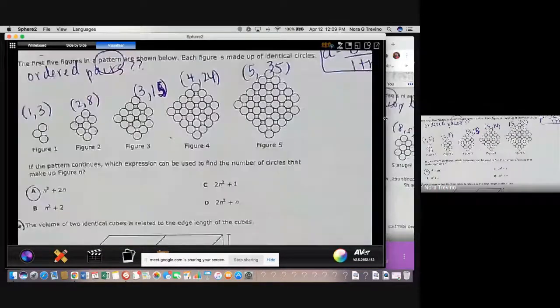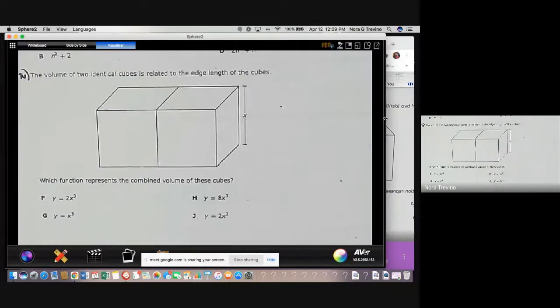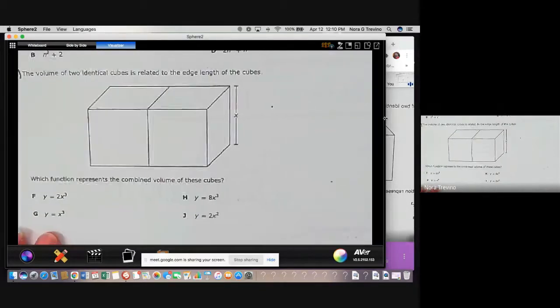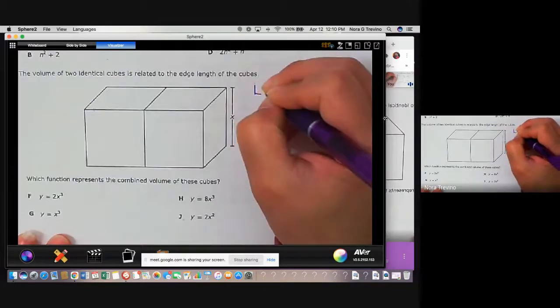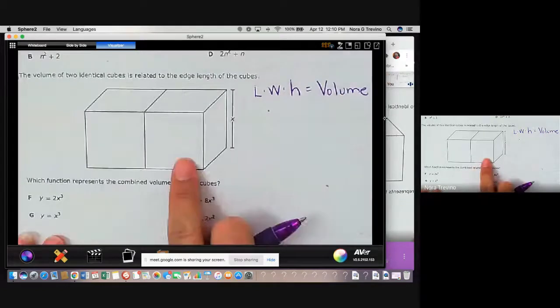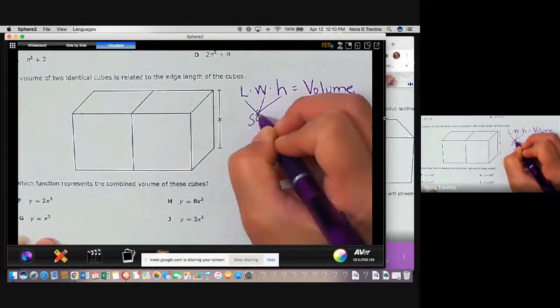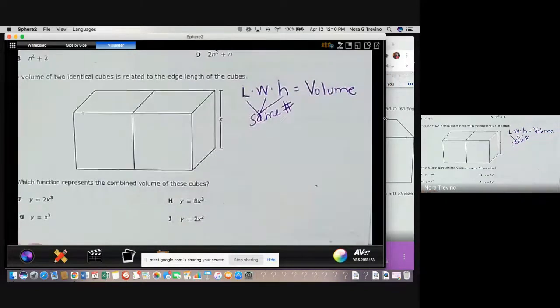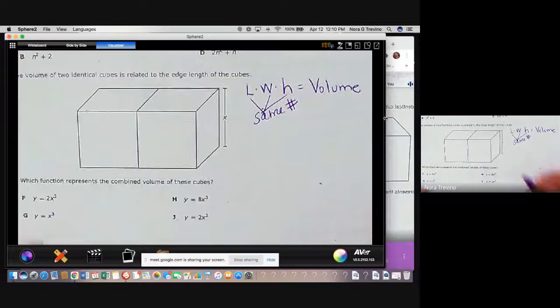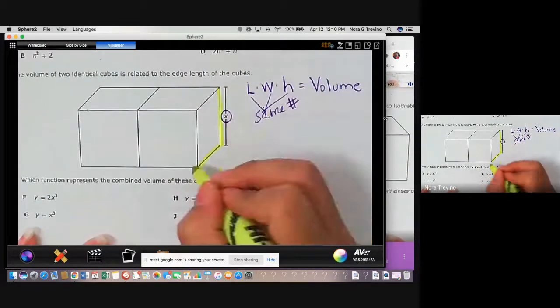Okay. All right. The volume of two identical cubes is related to the edge length of the cubes. I don't know if you remember this from 4th and 5th grade, but volume is length times width times height. That equals volume. And when it's a cube, all of these are going to be the same number, because all the sides are the same. So that's why they're only telling us one of the sides. Because if this side is x, well, guess what? So is this side, and so is this side.